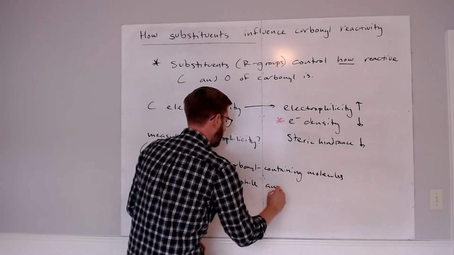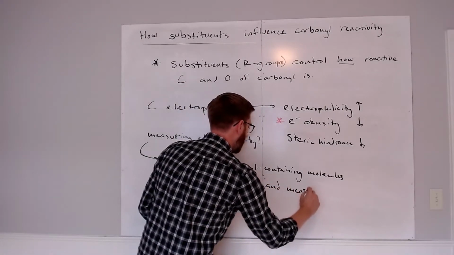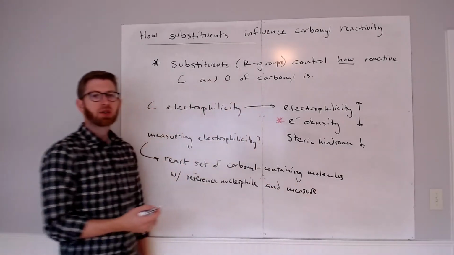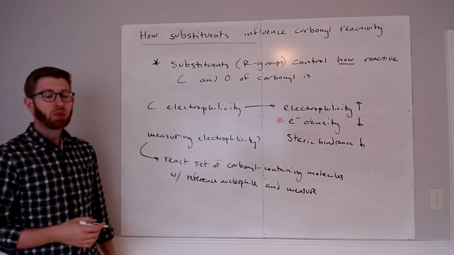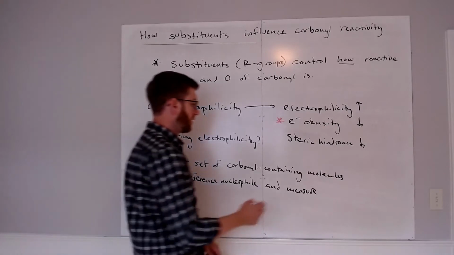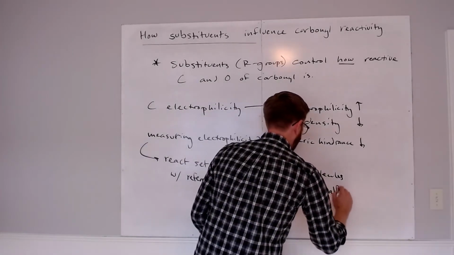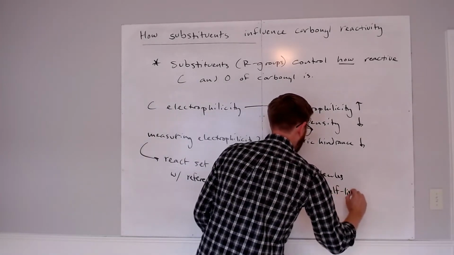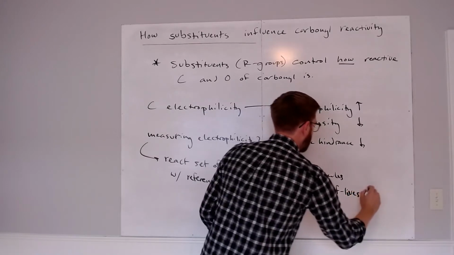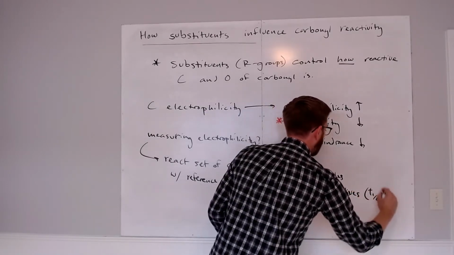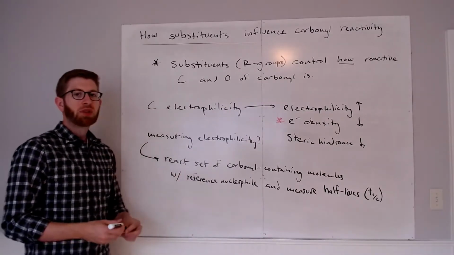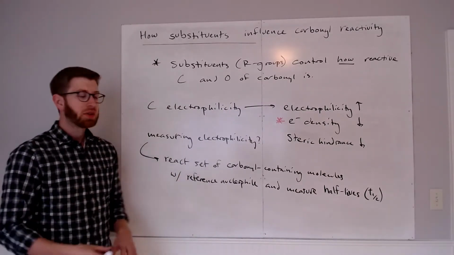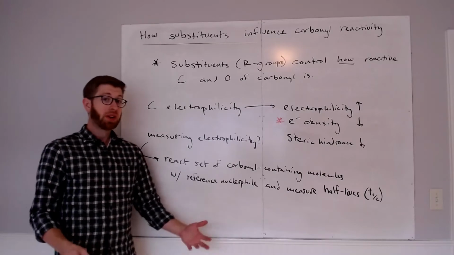So we'll measure reaction time, but we're going to measure a specific kind of reaction time because, again, we want to compare across cases. The easiest thing for us to do in this situation is actually to measure half-lives, which we'll remember as T1/2. So basically what we're going to do is run a reaction with a carbonyl containing molecule, maybe a ketone for instance, with our reference nucleophile, whatever that's going to be.